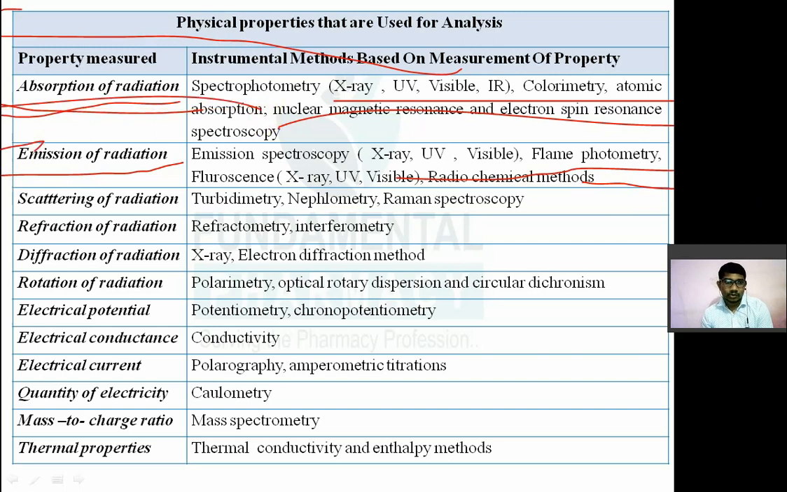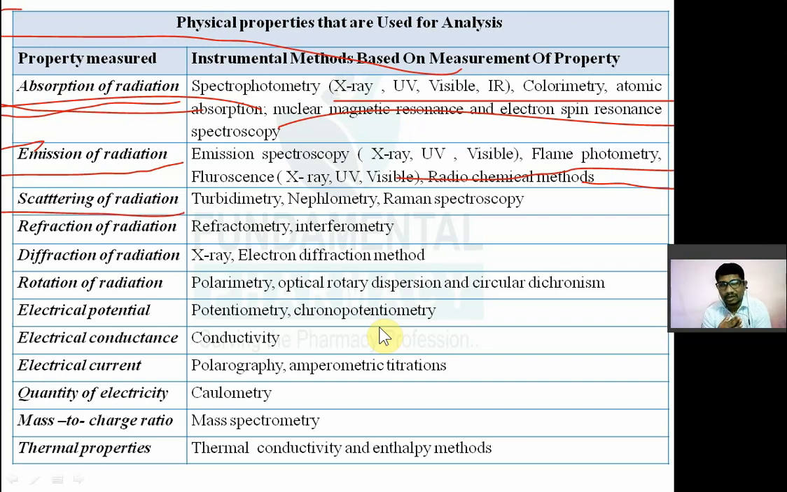Now scattering of radiation. Some of the compounds, when there is light falling on them, may absorb it, मैंने तो पहले बोला है. So when a light falls on a compound, there are different possibilities: it may absorb it completely, or a part of it will be absorbed, or it will transmit the light, or it will scatter the light, reflect the light, or refract the light. So depending on the type of physical property measured, if there is absorption of light, then absorption spectroscopy.